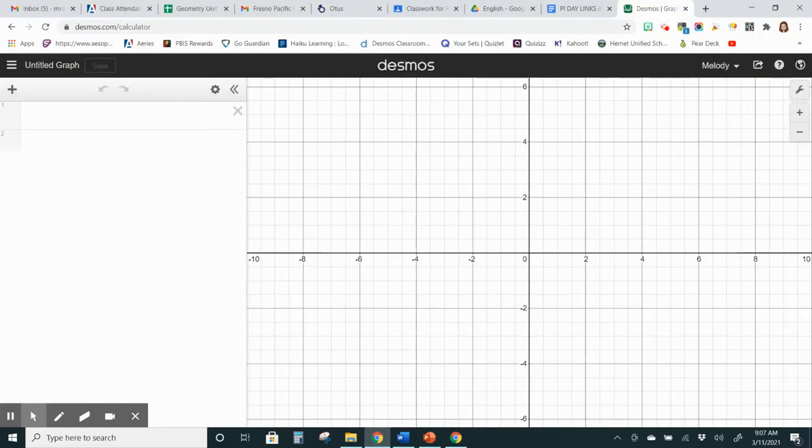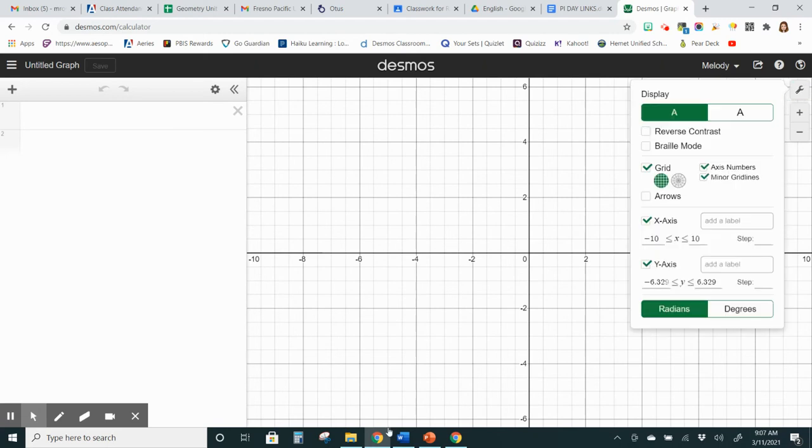Here we go. All right, so on Desmos, the very first thing you need to do is make sure that the calculator is in degrees because we do all of our angle measurements in degrees. So up here, actually it's over here, I apologize. Let's check. Oh, it's this one. Okay, so over here in the upper right-hand corner where it says graph settings and there's a little wrench, you're going to click on that and go down here and you want degrees to be lit up green.